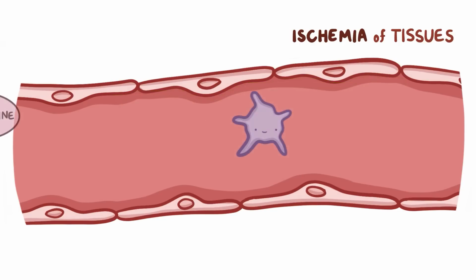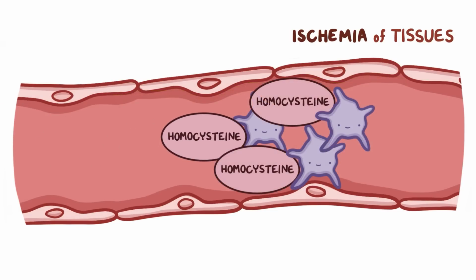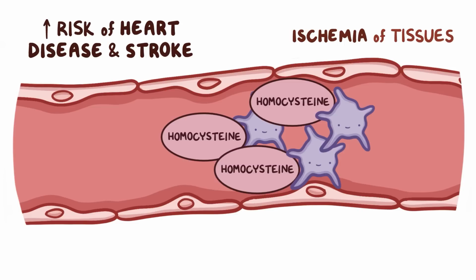Homocysteine also binds to platelets and makes them stick together to make blood clots. All of this increases the risk of ischemic heart disease and stroke.